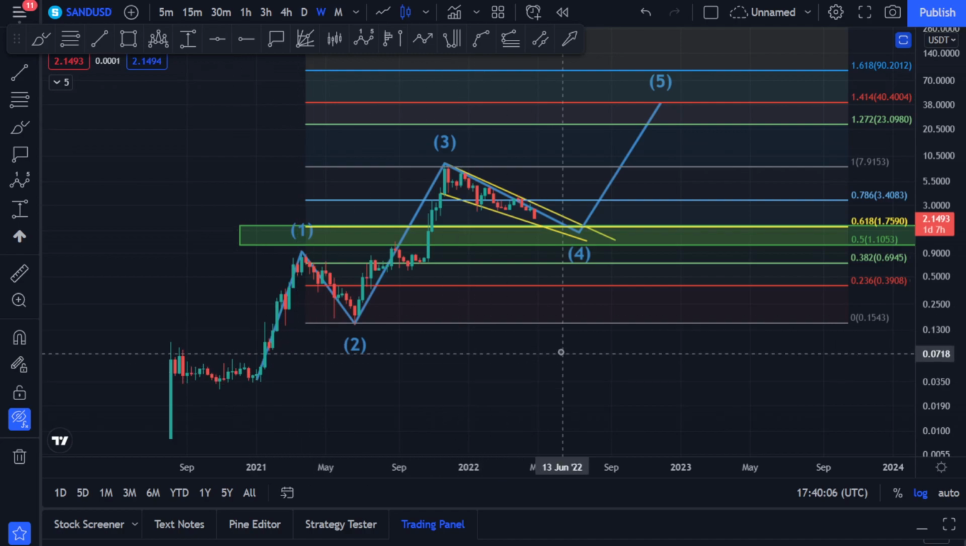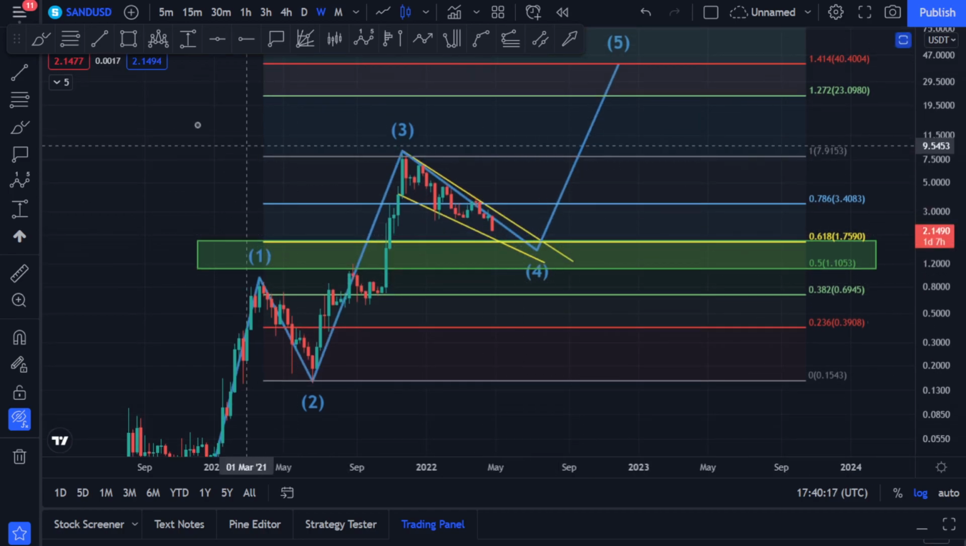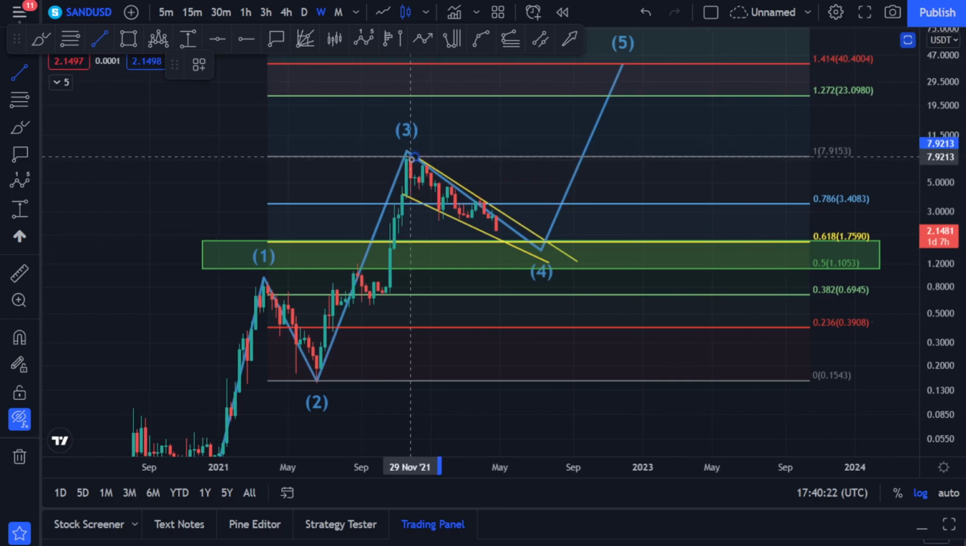I could be completely wrong, but I think if we find support, bullish divergence in the daily or the 4 hourly in between the 0.618, 0.5 level, I think we can surely have this target towards that level.